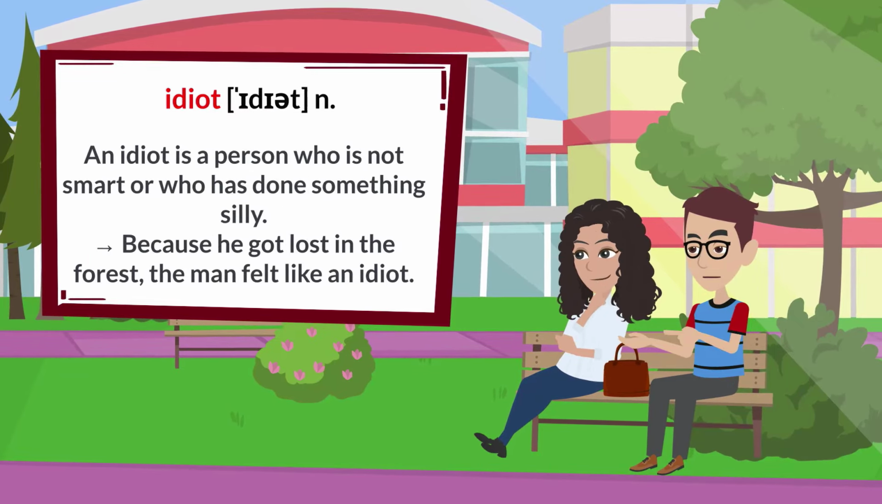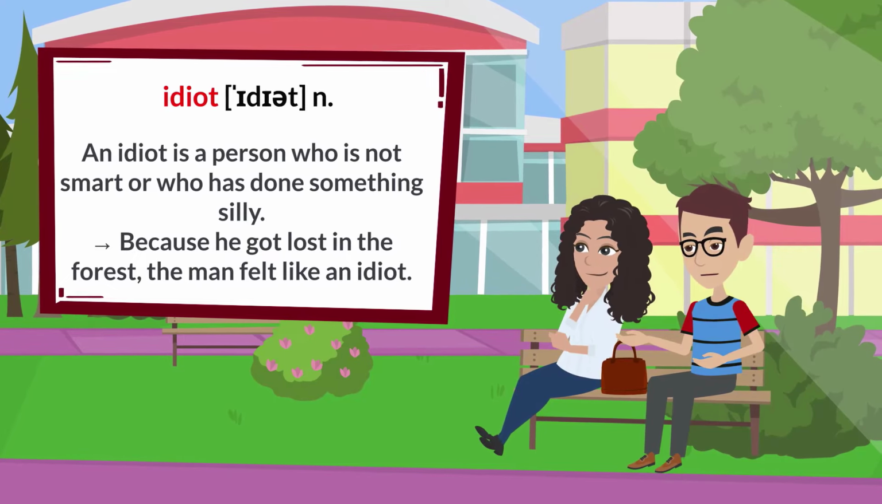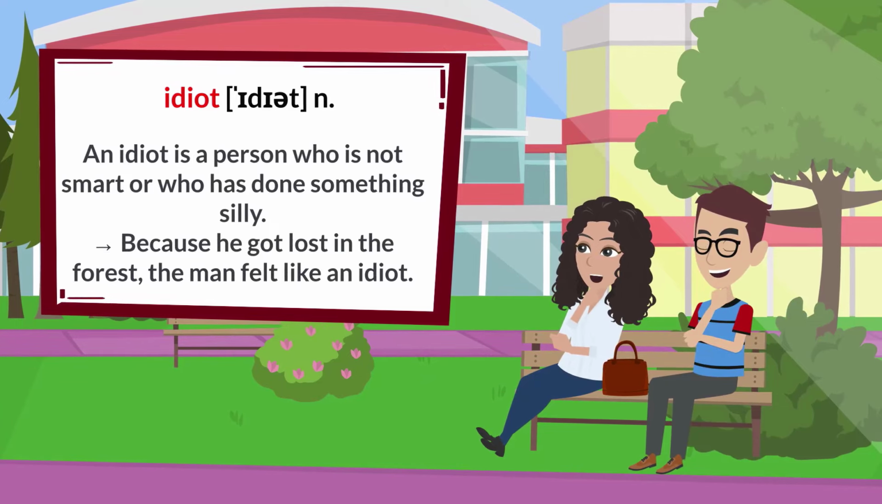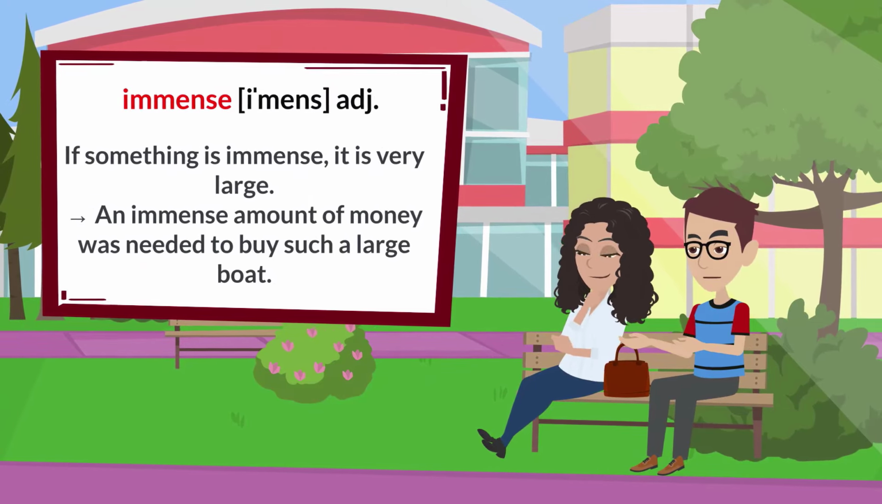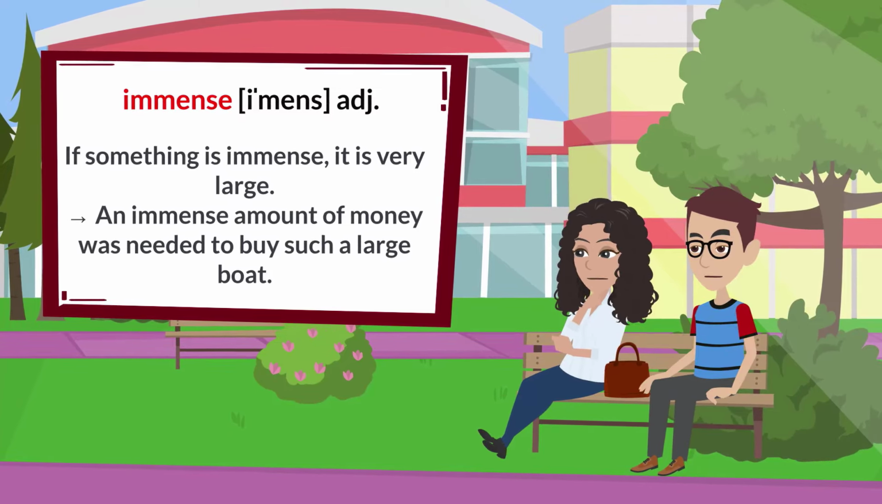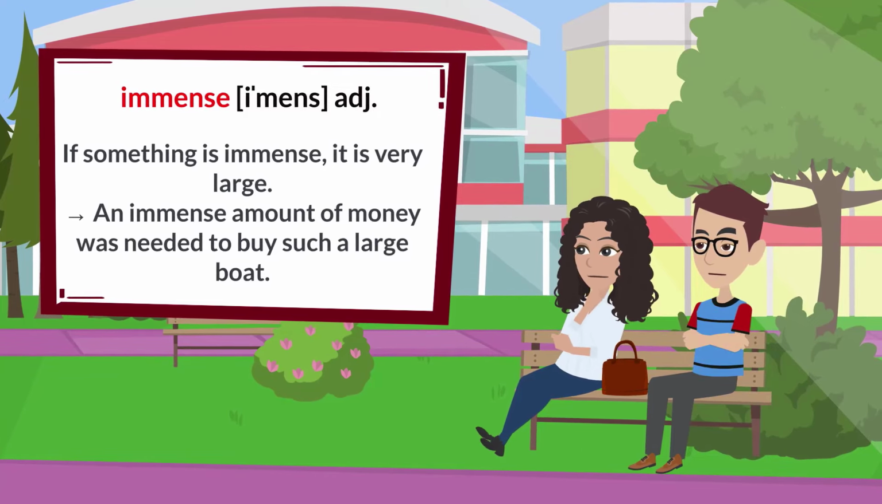Idiot. An idiot is a person who is not smart or who has done something silly. Because he got lost in the forest, the man felt like an idiot. Immense. If something is immense, it is very large. An immense amount of money was needed to buy such a large boat.